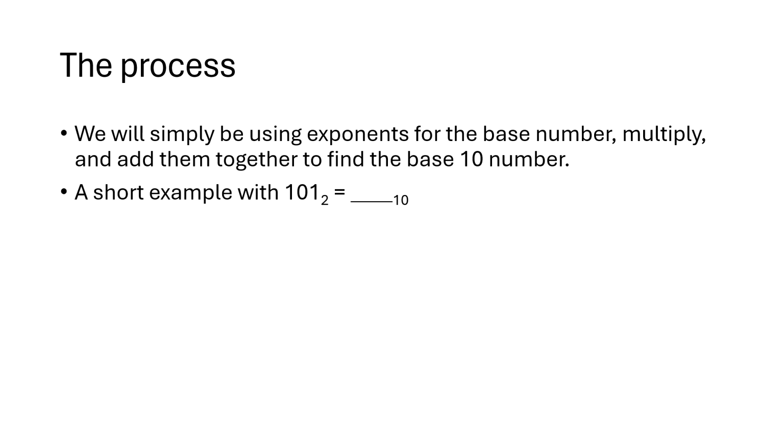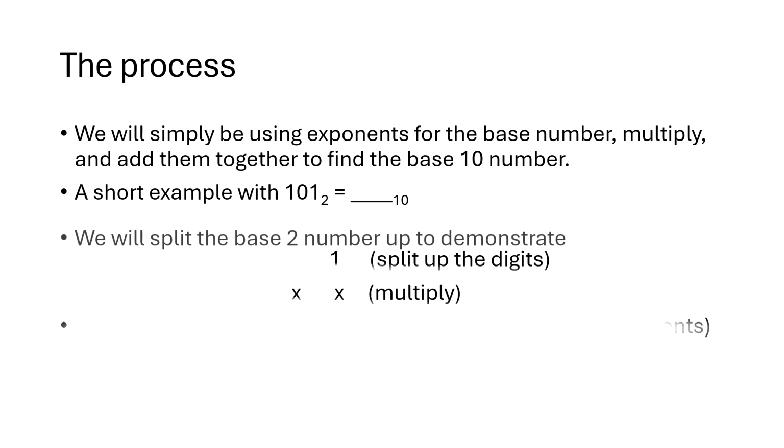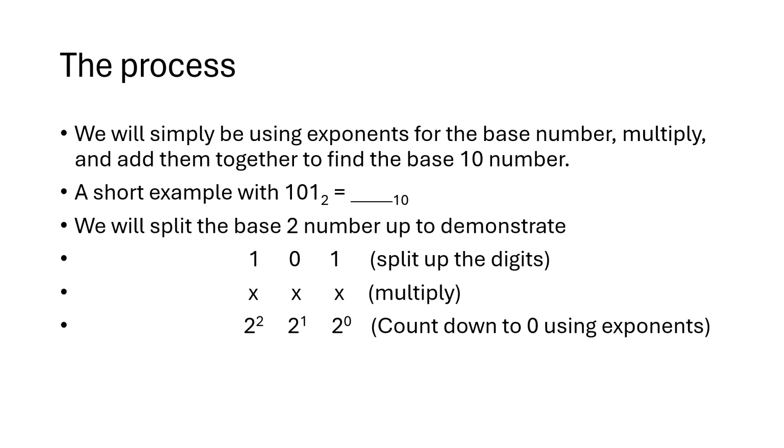And a short example, 101 base 2. And of course, how I'd like to see it is how many digits does that base number have? And as you can see, it has 3 digits. And so we'll be using exponents 2 to 0, counting down. And this illustration will show you here. And so we'll split it up. Base 2, and so you have 101, and of course we just split them up.